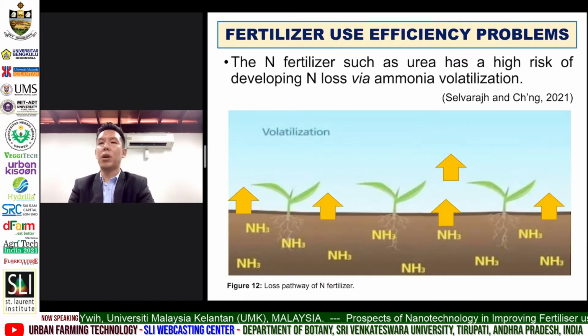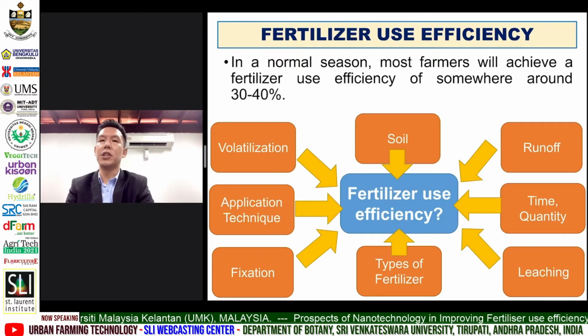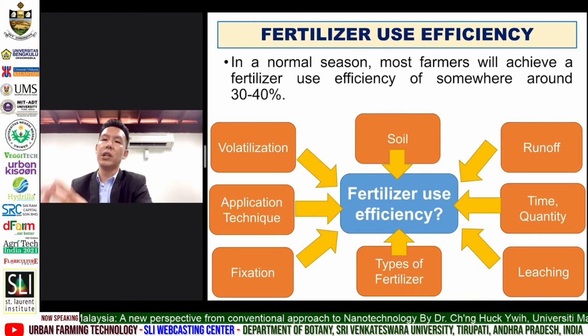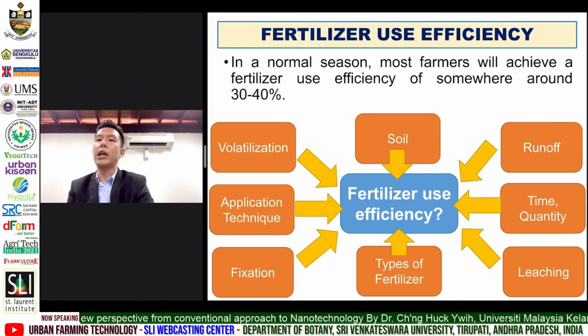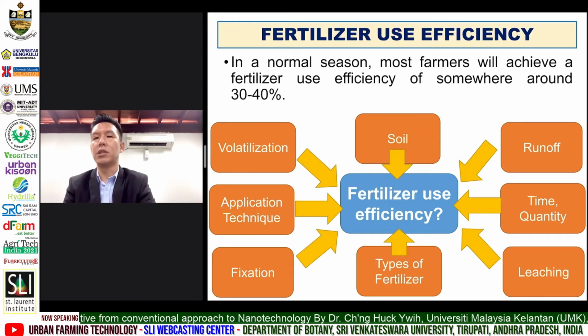There are several problems and factors that affect the fertilizer use efficiency. The first one is the soil. There are many different types of soil available throughout the countries in the world, and because of these differences, different types of soil will have different physical, chemical, and biological properties. And because of that, it will affect the way they retain the nutrients in the soil and make them available to the plants. So this is where it will affect the fertilizer use efficiency.